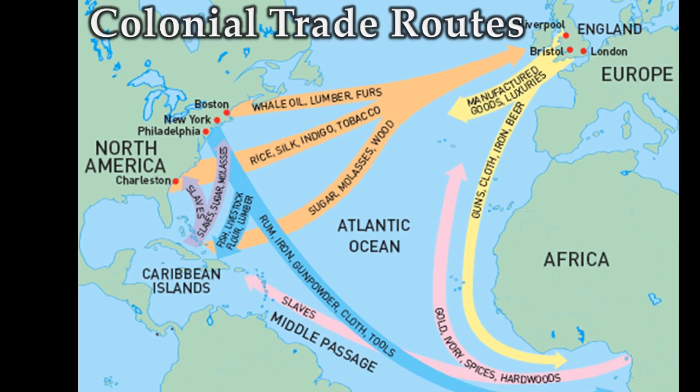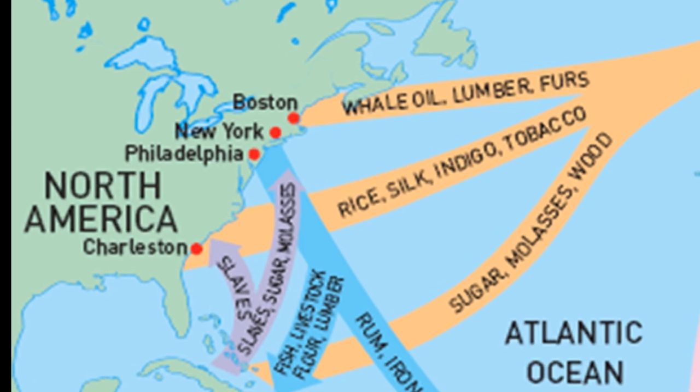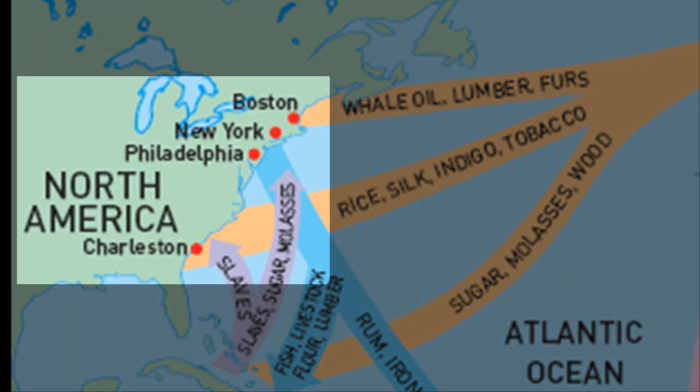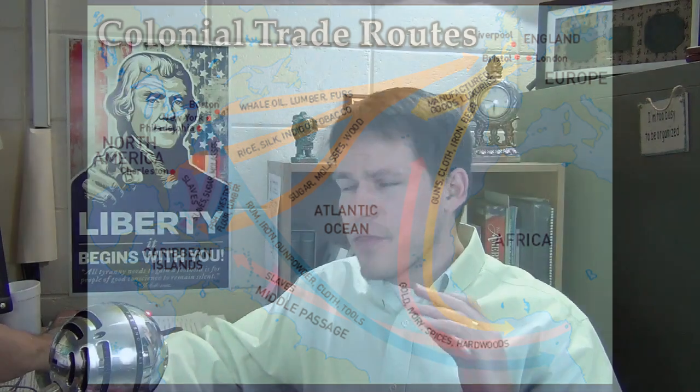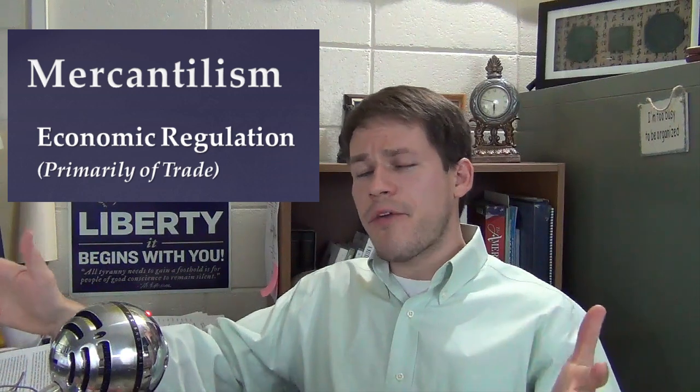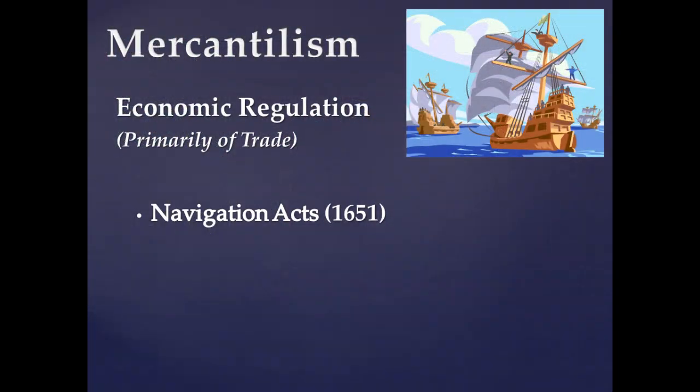Let's take a quick look here at our port cities because that's in the support document. We can see that our major ports in the colonial period were Boston, New York, Philadelphia, and Charleston. Now, as you can see, all these trade routes can get kind of complicated. And the way the mother country managed these trade routes was through mercantilism, which was a system of economic regulation, for the purposes of U.S. history, largely about trade. And the Navigation Acts were the British laws governing trade and navigation.